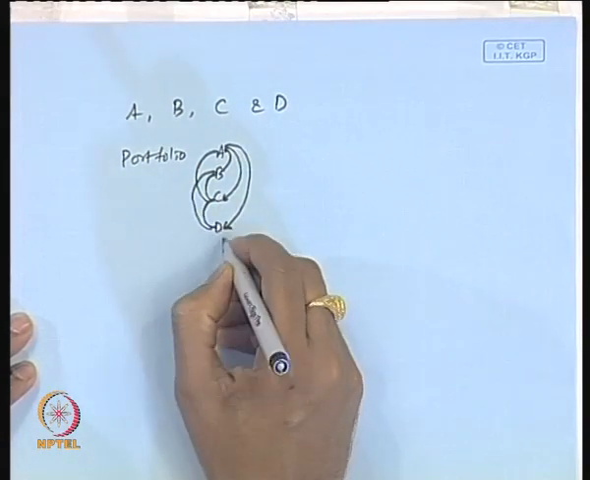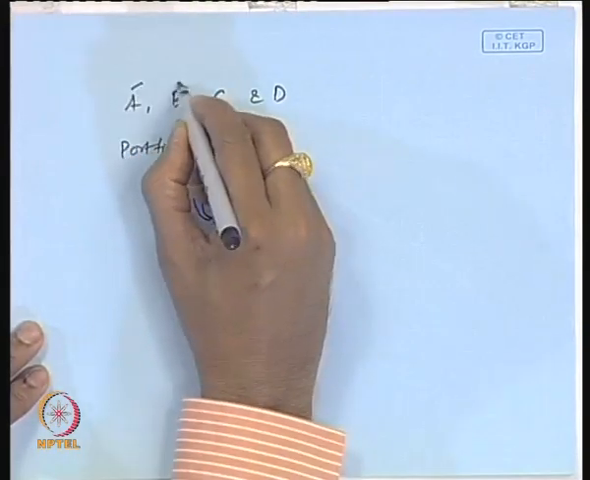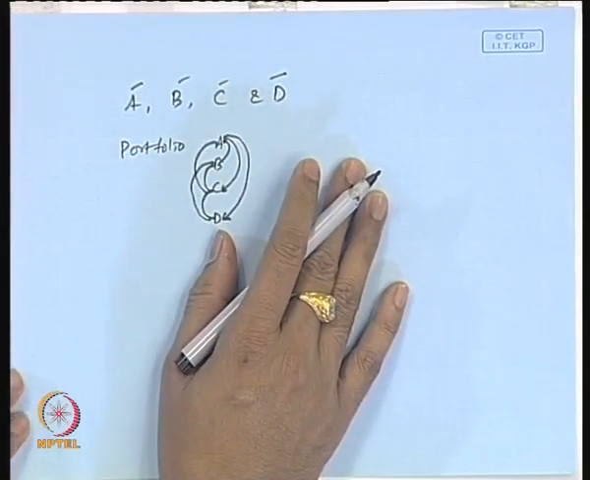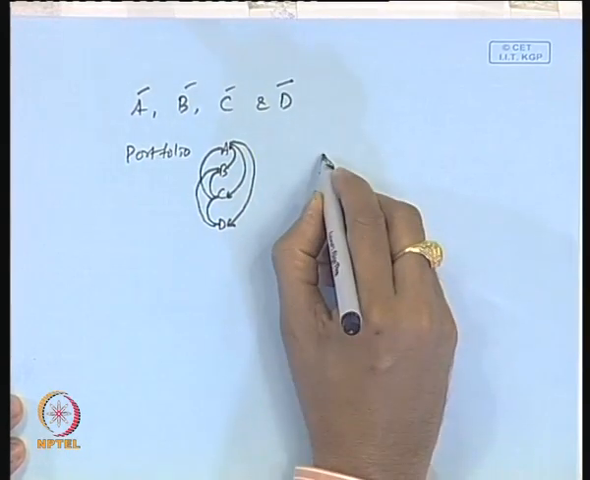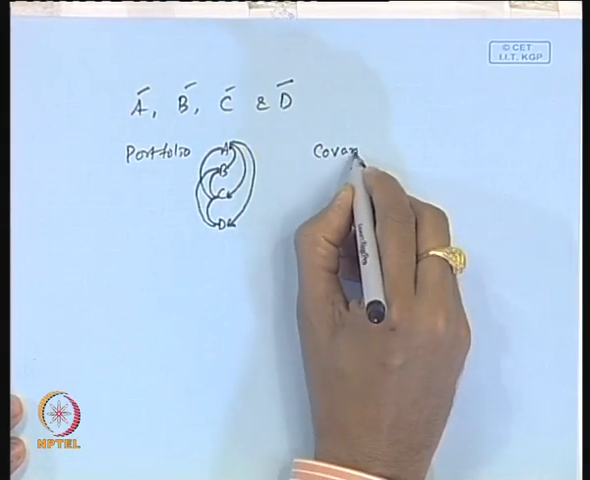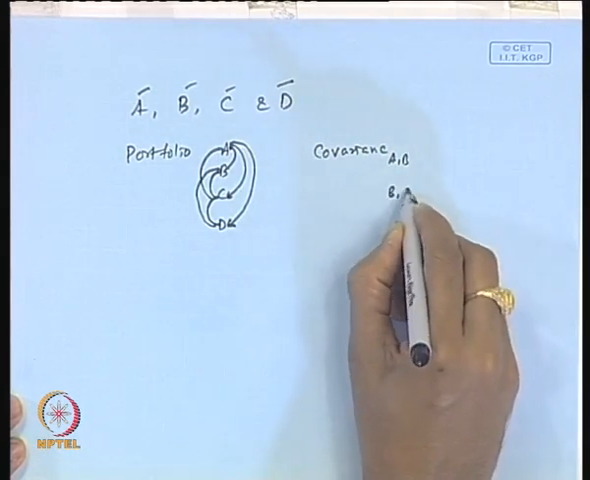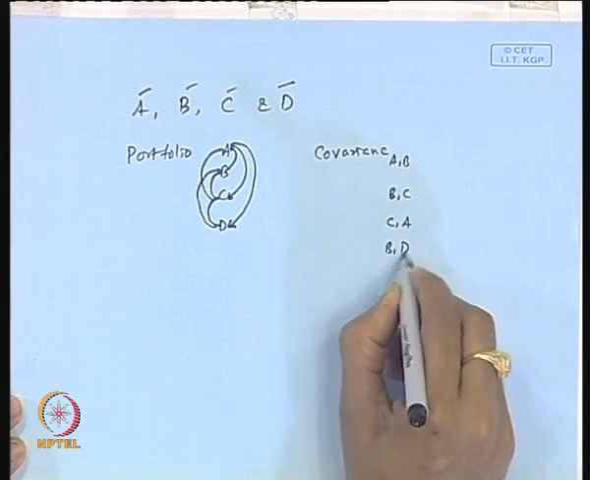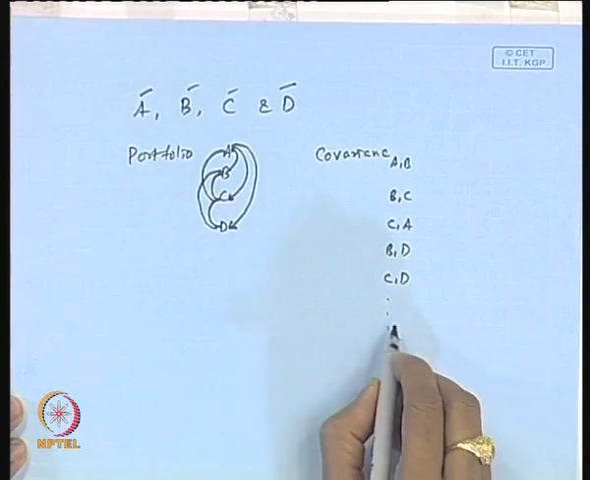So, this movement is also going to affect the risk of the portfolio. It is not only the risk involved in A, B, C or D, rather how they move with each other that is also going to affect the risk, and moving with each other is called the covariance. So, there could be covariance between A and B, covariance between B and C, C and A, B and D, C and D, like that, as many pairs as possible, that is covariance.